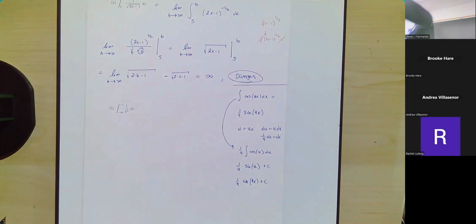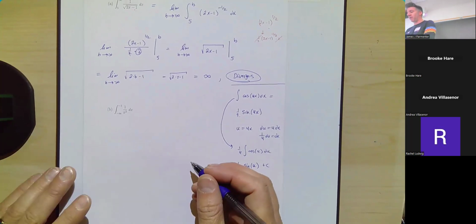Okay. Let's look at the next one. If I had to guess, I would guess the next one's going to converge, just because usually if I'm asking you 2 of these questions, I'm going to make one of them diverge and one of them converge. Not that you should count on that, but it's something that's there in the back. So let's do this one.